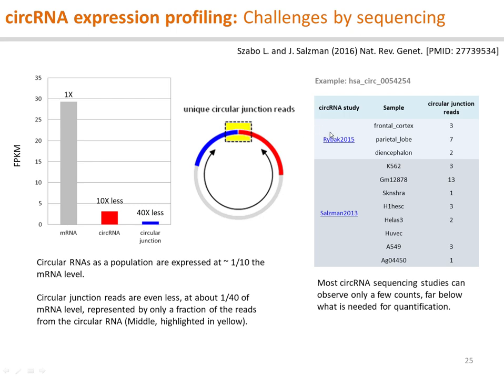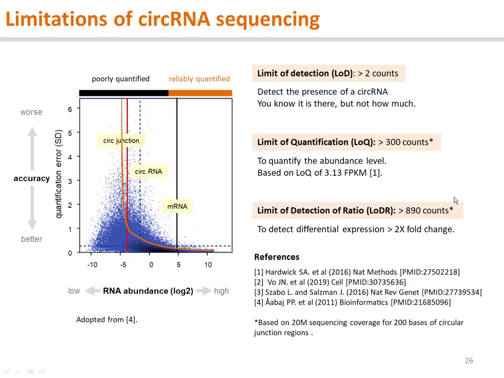In fact, most circular RNA studies with deep RNA sequencing coverage could only see a few circular RNA junction reads. A couple reads are only sufficient for detecting the presence of a circular RNA, but not nearly enough to quantify its abundance, let alone quantitative differential expression analyses. Numerically, the sequencing read counts and quantification error margin follow a negative binomial distribution as shown in the orange curve. For mRNA, abundance at higher levels is reasonably okay with the acceptable error margin. With the lower abundance of circular RNA junction read counts, the quantification error is too high to be acceptable.